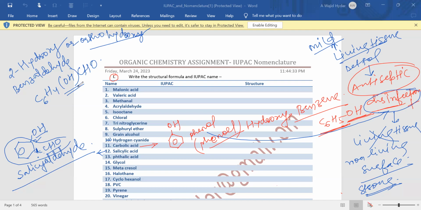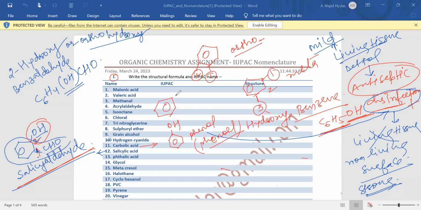So C6H4(OH)CHO. It's like this. This is salicylaldehyde. 1, 2, 2 hydroxy. This is one and this is the second carbon. When two groups are attached on two continuous carbons, it is called ortho. Are you getting my point, Ojas? If there is one gap, see, this is first and this is second and here next is, so there is one gap, that is called meta. And if two carbon gaps are there, 1, 2, 3, 4, one is here and one is here, then it is called para.